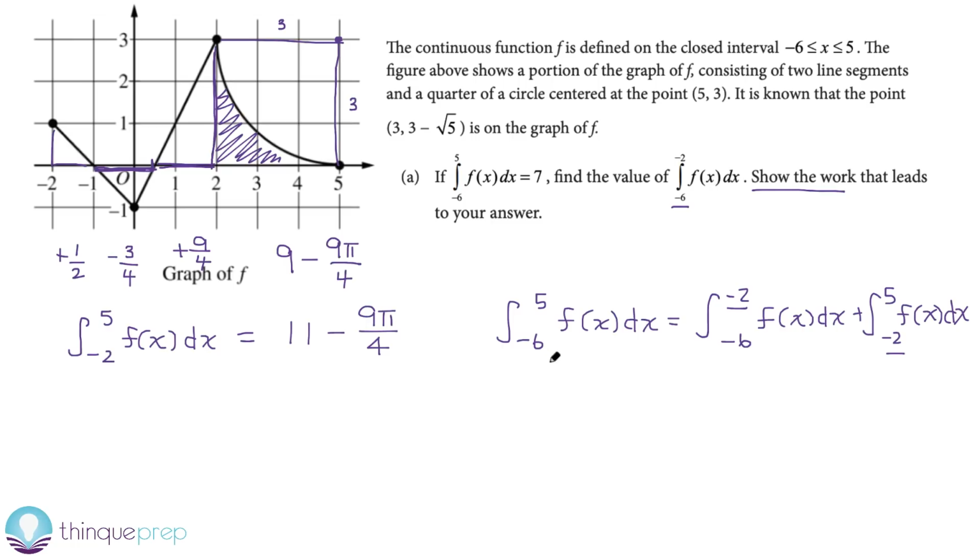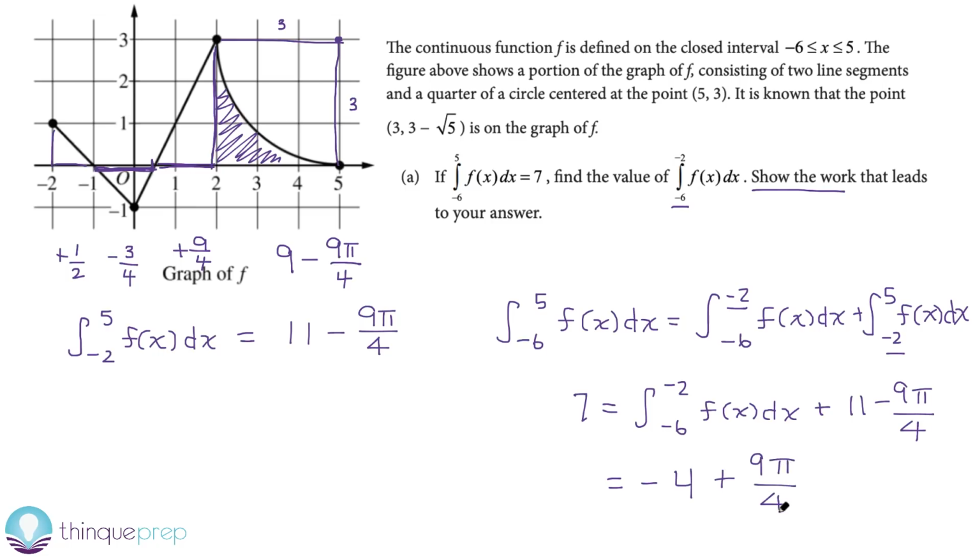Okay, so we can do some substitution then, right? We know that the left-hand side should equal 7 because that's what the question gives us. We're looking for this part, so we can just rewrite that. And then from earlier, we know that the integral from -2 to 5 is 11 minus 9 pi over 4. And then when you rewrite the equation, you should get that the whole area is equal to -4 plus 9 pi over 4. And that's your answer for part A.